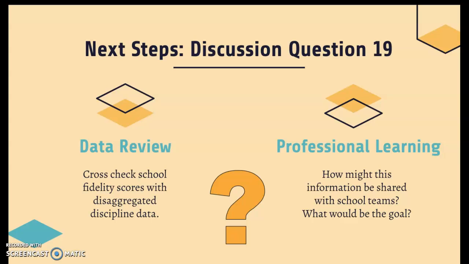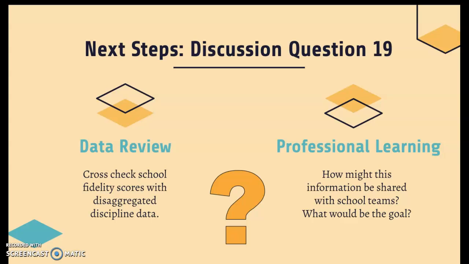All right, so let's look at our next steps in discussion thread 19. There are a lot of discussions here, a lot of sharing, but in this discussion, let's look at our next steps. What can they be? So I'm just going to share some thoughts I had initially. One thought is obviously data review. So let's cross-check our school fidelity scores with disaggregated discipline data. We might have to wait a little bit to do this, just because the data dashboard will be ready for coaches to get access to when you all return in August or late July. You'll have a chance to access your school's data and really compare your fidelity with their outcome data.